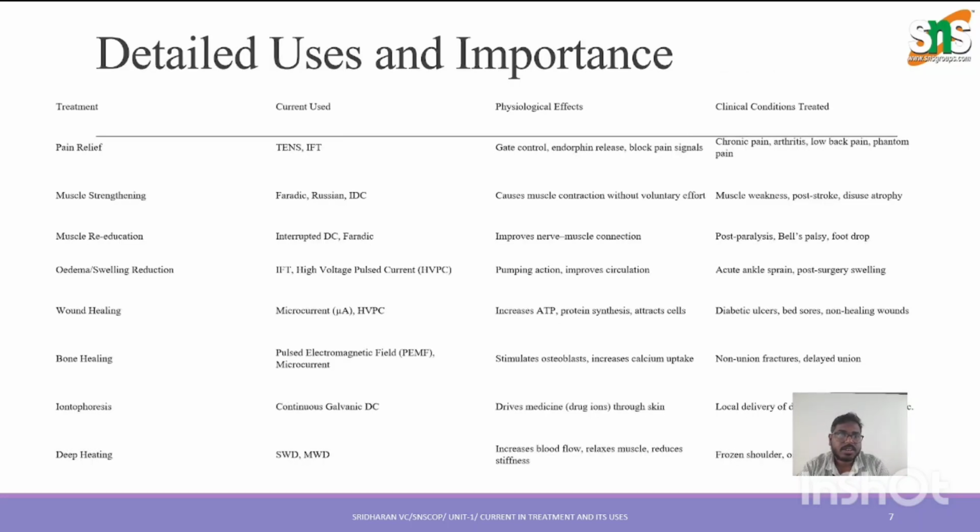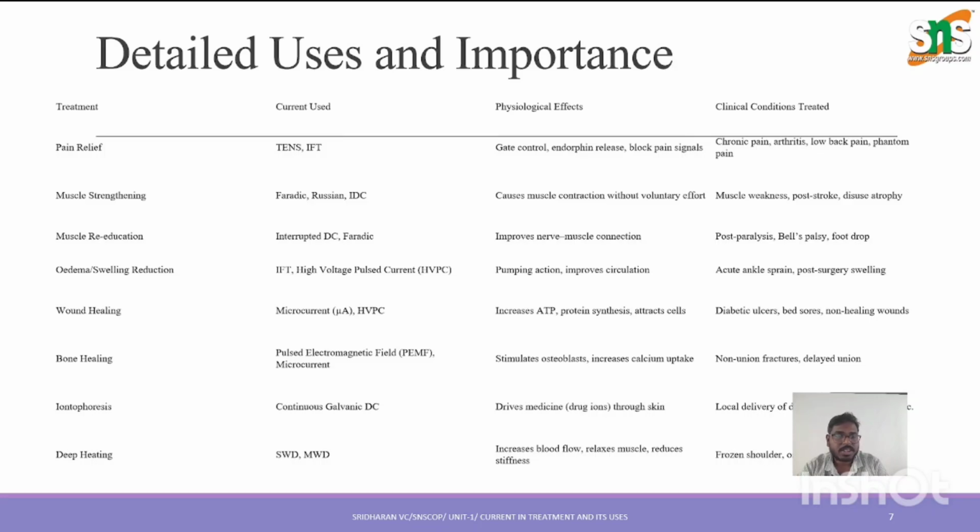So here are the treatment purposes and the modalities used for those purposes. First, for pain relief, we are going to use TENS and IFT, whereas for muscle strengthening, we are going to use the Faradic current, Russian current, and interrupted direct current. And third, for muscle re-education purposes, we use interrupted direct current and Faradic current. For edema control and swelling, we're going to use the IFT and high voltage pulsed current. Then for wound healing, we're going to use the microcurrent, and we can also use the high voltage pulsed current. For bone healing, we're going to use the pulsed electromagnetic field and also microcurrent.